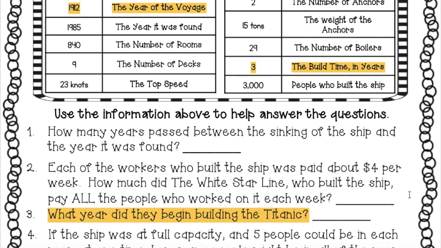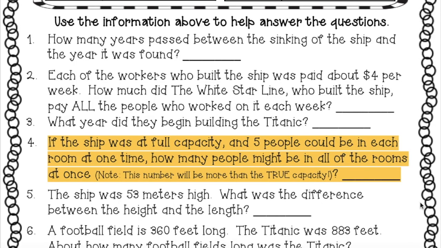So what we're going to do here is a subtraction problem. We're going to take the year of the voyage, or the year the ship was done being built, which is 1912, minus the build time that it took to create the ship. So we're going to take 1912 minus 3 to give us the answer of what year they began building the Titanic.